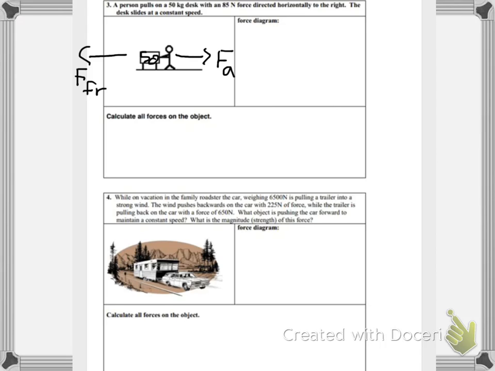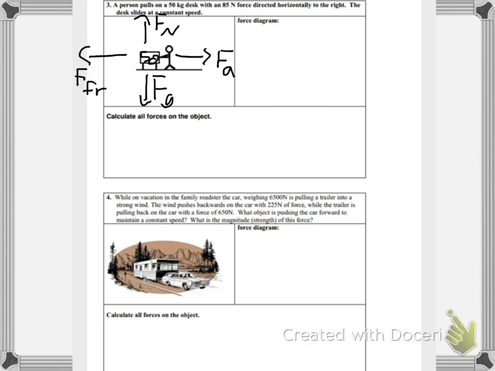Because he's pulling it, if there were no friction, he would be pulling with that force and the velocity would be changing. It would not be constant like the question says. And then we have force due to gravity and the normal force. All of these vectors have equal and opposite magnitude, which means that they're balanced.